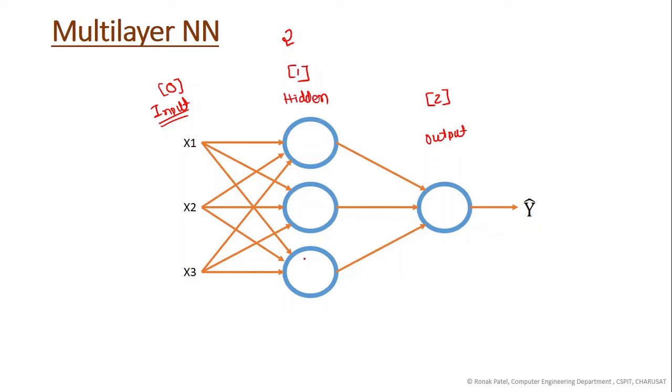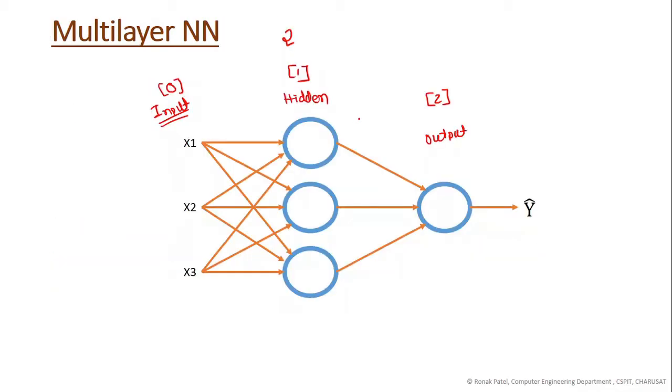In layer 1, how many neurons are there? 1, 2, 3. 3 neurons are there, right? In layer 2, how many neurons are there? 1, right? And this is a fully connected network, you can say, meaning each feature or each neuron is connected to other neurons in the next layer, right? You can see there is no connection between neurons in that particular layer. These neurons are not connected.